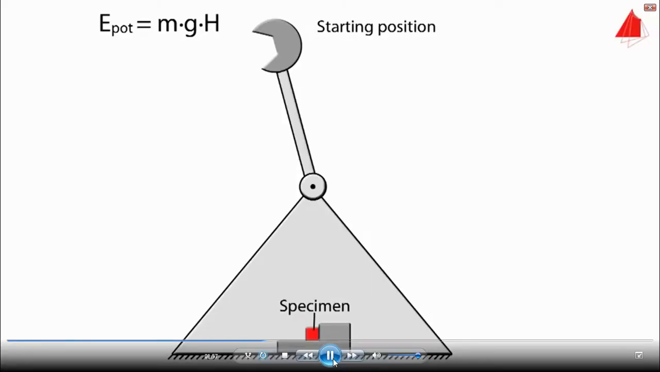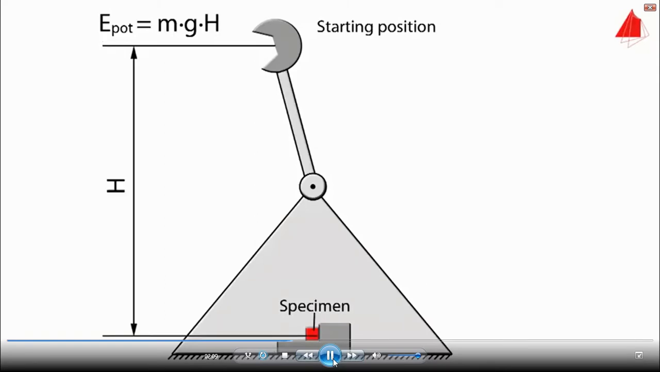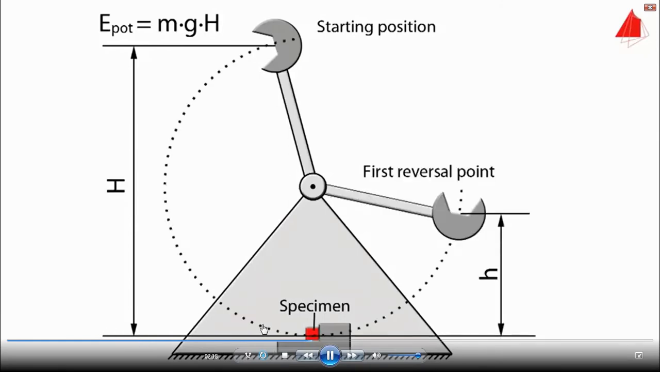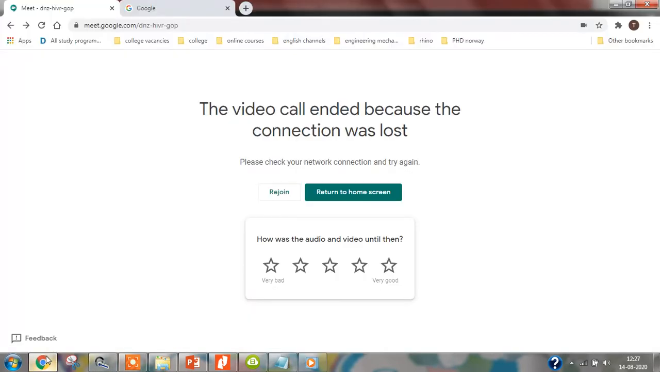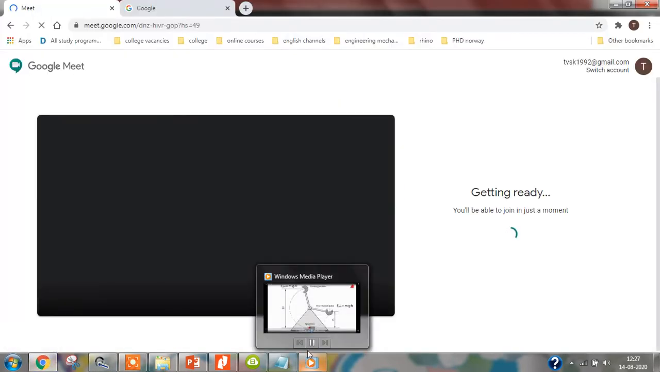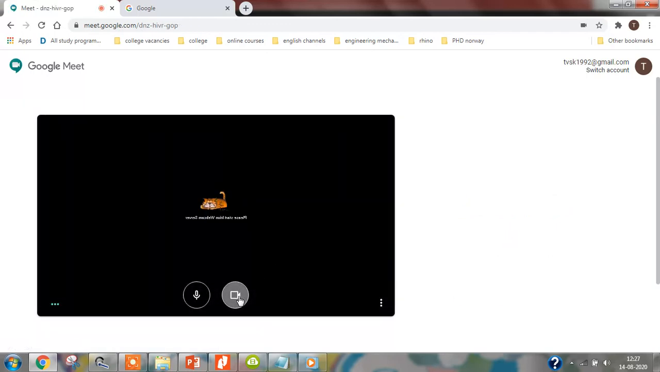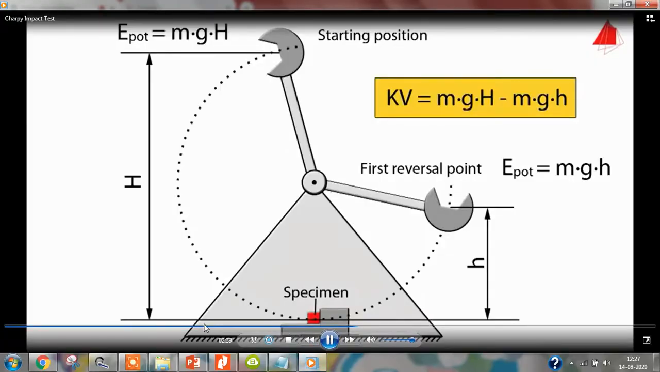Here is the main principle of the measurement. In its starting position, the pendulum only has potential energy. It is given by the mass of the hammer m times gravitational acceleration g times starting height, capital H. After the pendulum has been released, the hammer moves downwards, hits the specimen and then only swings to height small h. Exactly at the first reversal point, the pendulum again only has potential energy, which is m times g times small h. The energy that has been absorbed by the specimen is called notch impact energy, KV. It corresponds to the difference between the two potential energies.